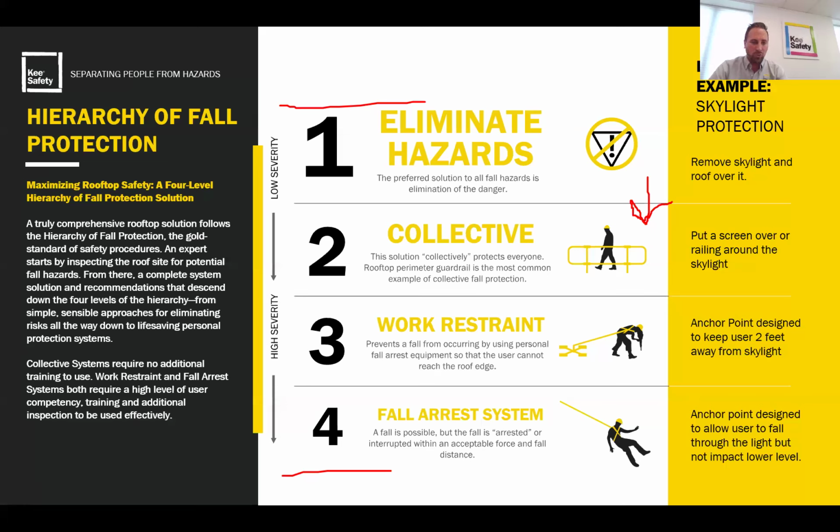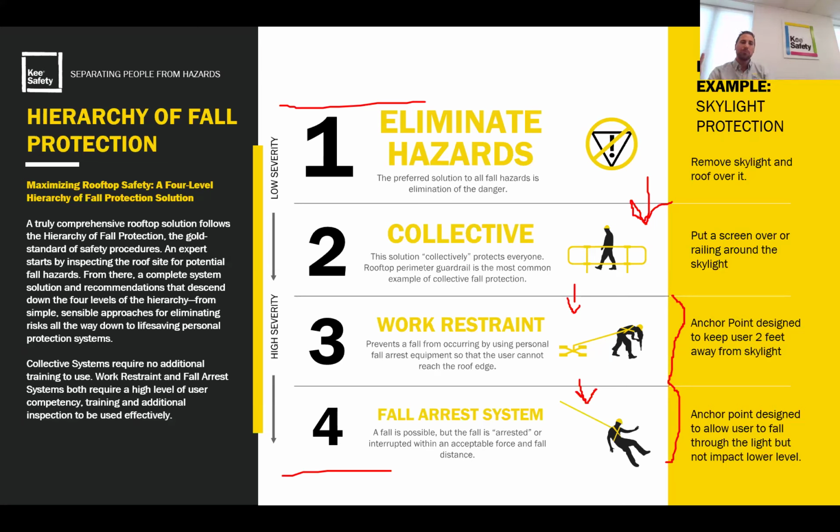Next, we go into work restraint and fall arrest, which we've already defined. But these two together are what we call active fall protection or personal fall protection, because I have to actively engage. I have to tie off. I have to put on a harness. I have to inspect the harness. I have to engage with the equipment, and it doesn't protect me unless I'm using it properly, right? So I can have two people on the roof, one safe, one not, because one's tied off and one isn't.